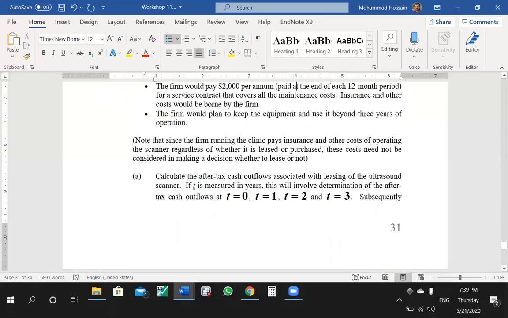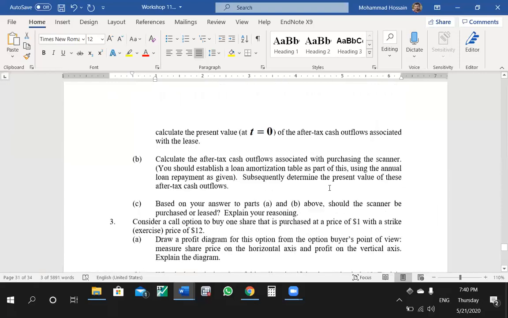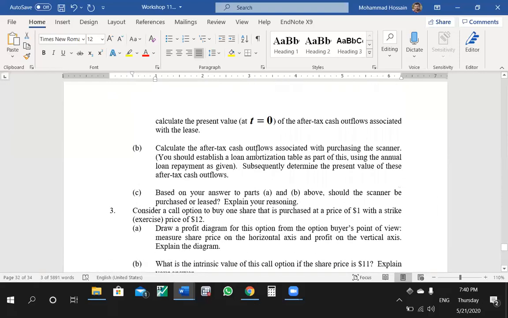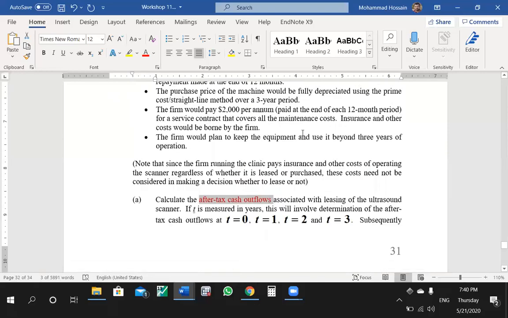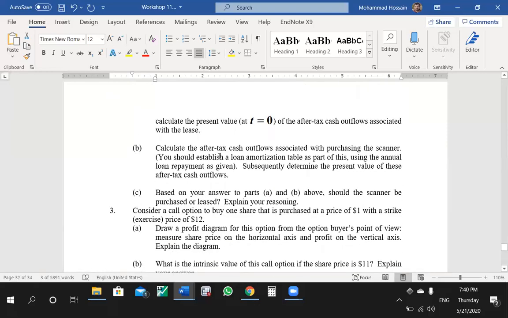So calculate the after-tax cash outflow associated with the leasing of the ultrasound scanner. Okay, so we calculate the after-tax cash outflow. One question. And calculate the after-tax cash outflow associated with the purchasing of scanners. Okay, we have to do both of them. For leasing and for purchasing, both of them we have to calculate after-tax cash outflows.